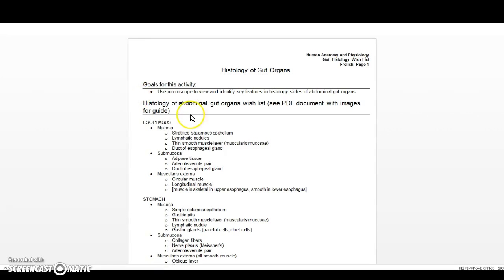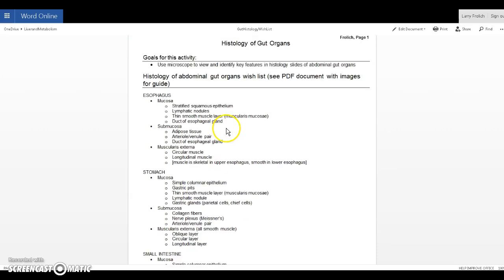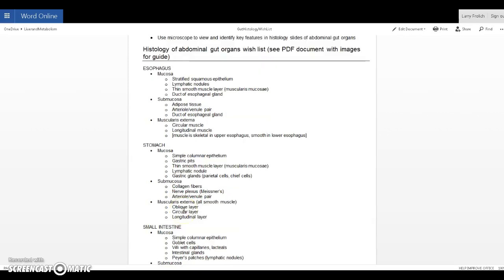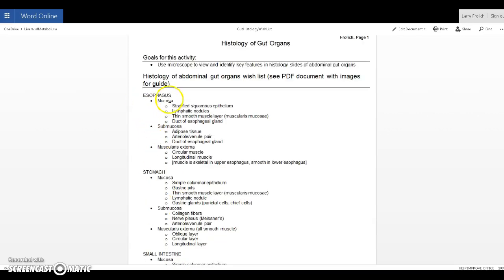If you open that up, you'll see this nice wish list, and I would strongly recommend either printing this out or having it in front of you as you study all of these histological structures, because these are the things I actually would expect you to know. For the esophagus, the three layers, mucosa, submucosa, and muscularis externa, that you'll see for every part of the gut or of the actual digestive organs, and then some details of each of those layers.